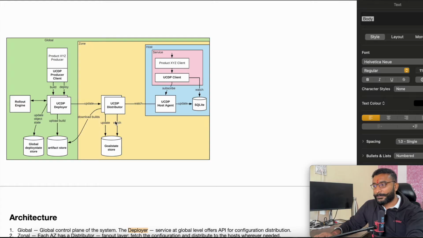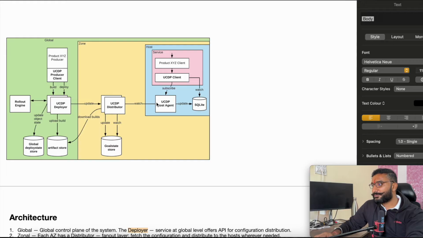It then keeps on checking whether there is any new update, and sends that to a UCDP host agent. This host agent runs on every host, so there are multiple hosts in a single zone, and every host runs a host agent which pulls these configurations. Once these configurations are here, they are updated to a local database, disk storage. This UCDP client is specific to a service. It's a library which runs alongside a service, so you can assume it as a sidecar container.